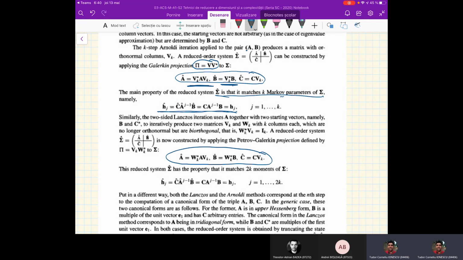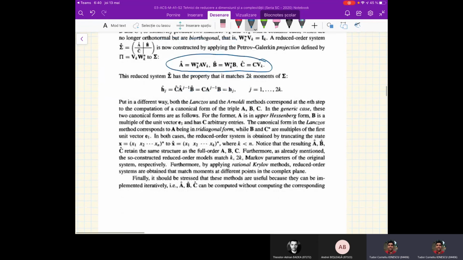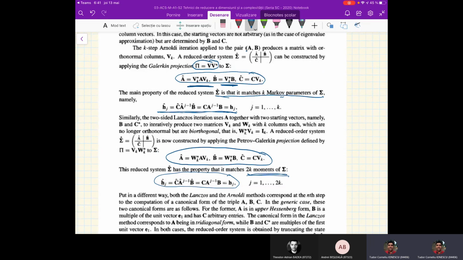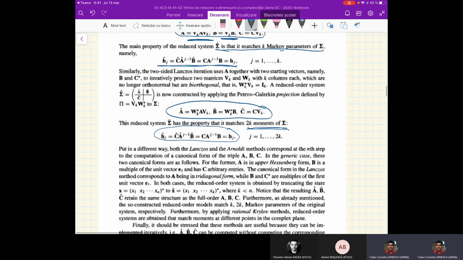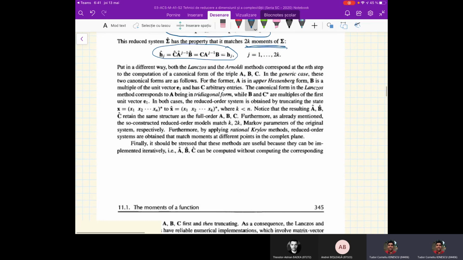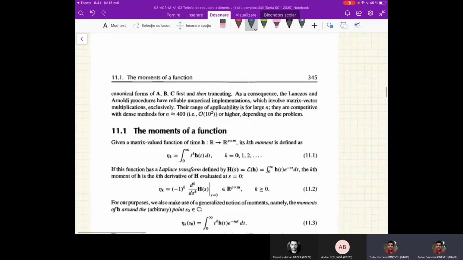For Lanczos, you have this general approach. And again, you can get once again the reduced order model in this fashion. It satisfies, you see, it matches 2k moments of sigma. So here you match k Markov parameters, whereas here you match 2k Markov parameters. Okay, all right.